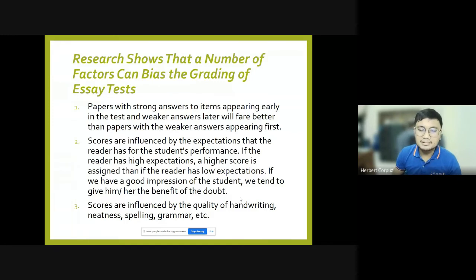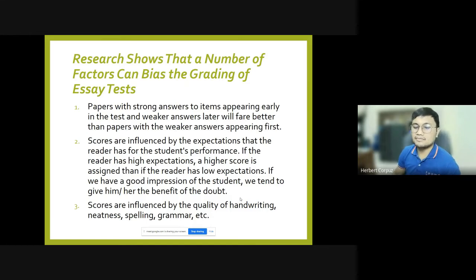Number two, scores are influenced by the expectations that the reader has for the student's performance. Kapag ina-expect mo na magaling tong bata na to, certainly, magiging mataas din yung score niya. Kasi you already have expected high of this student and you are no longer checking his or her response to the essay question. If the reader has high expectations, a higher score is assigned than if the reader has low expectation. If we have a good impression of the student, we tend to give him or her the benefit of the doubt. So that's being subjective.